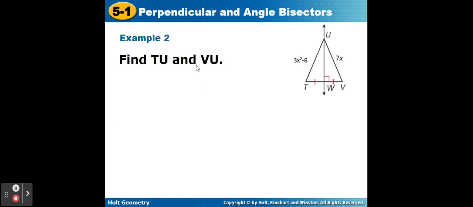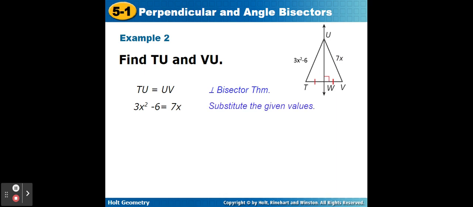Okay, so this example is a little bit more challenging. It is going to involve some factoring. Note again, we are given that UW is the perpendicular bisector of segment TV. So we're going to begin by saying, well, with the perpendicular bisector theorem, TU has got to be congruent to UV, and we'll substitute in those given values.